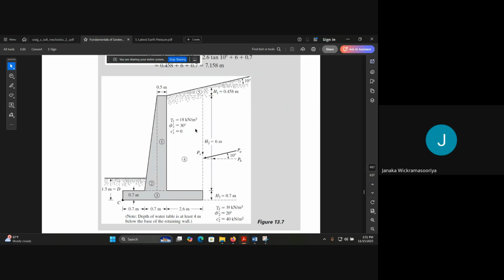Could you please draw this one with these numbers? Otherwise we will miss the picture.